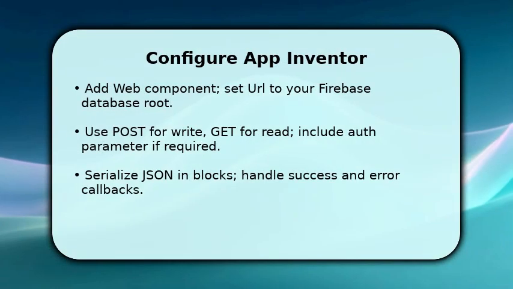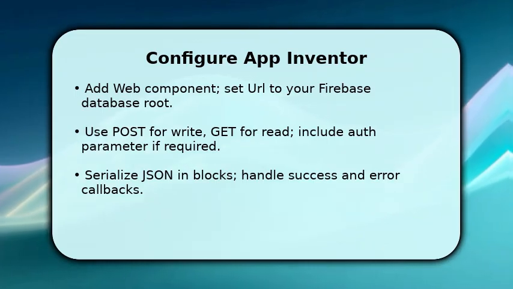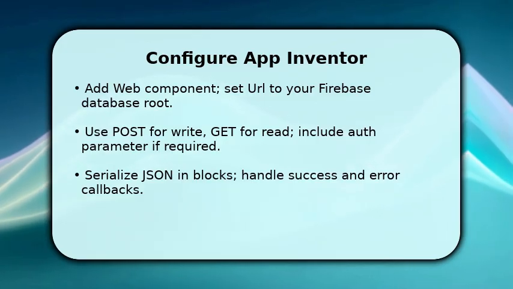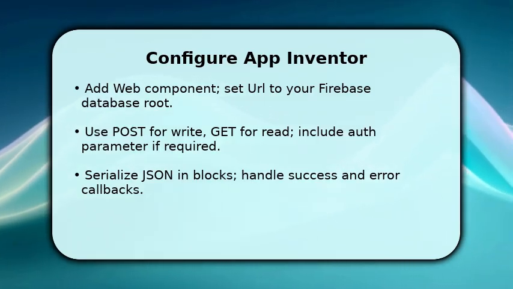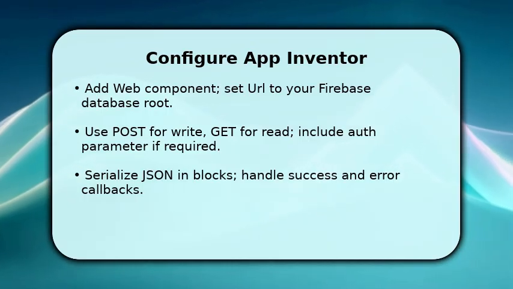Next, connect App Inventor to Firebase through the web component. Set the URL to your Firebase database root ending with JSON. If using Firestore, use its REST endpoints. For writes, configure a post or put and build a JSON string from your UI values. For reads, get the JSON path you need.